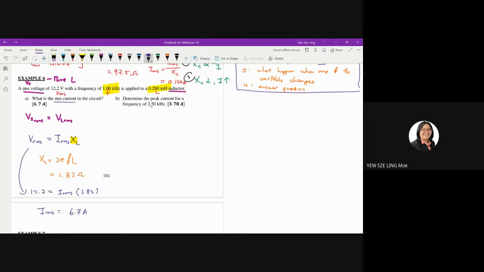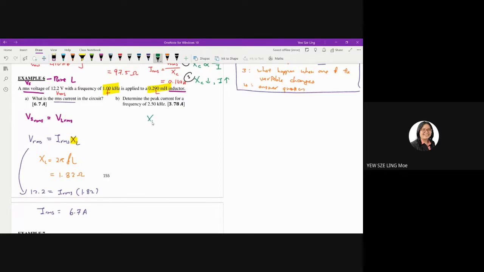Question B. Determine the peak current for a frequency of 2.5 kilohertz. So now you have a new frequency. Remember the things that I told you just now: when you have a new frequency, it means you have a new XL or new XC. A new frequency will give you new XL and new XC. How about L? L is still the same because you're still using the same inductor. You are not changing the inductor.